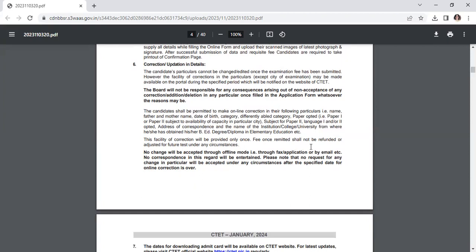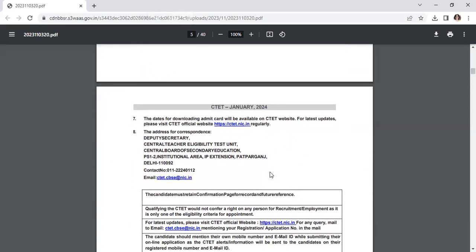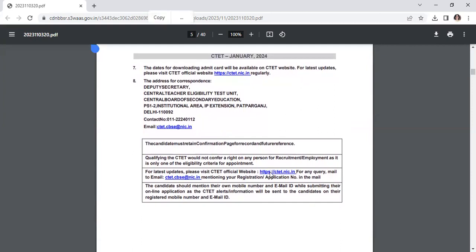Fees once remitted shall not be refunded or adjusted for future test under any circumstances. No change will be accepted through offline mode, that is through fax, application, or by email, etc. No correspondence in this regard will be entertained. Please note that no request for any change in particulars will be accepted under any circumstances after the specified date for online correction is over. So teachers, please be careful while uploading the form. First of all, check the details and then upload it.